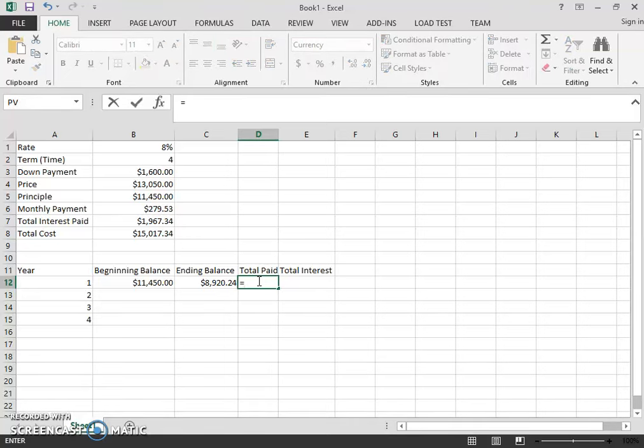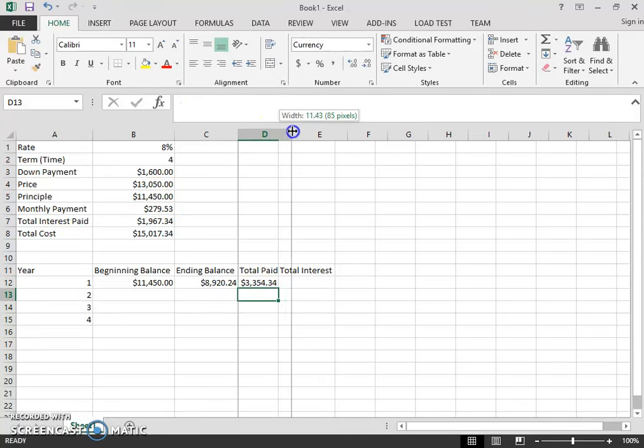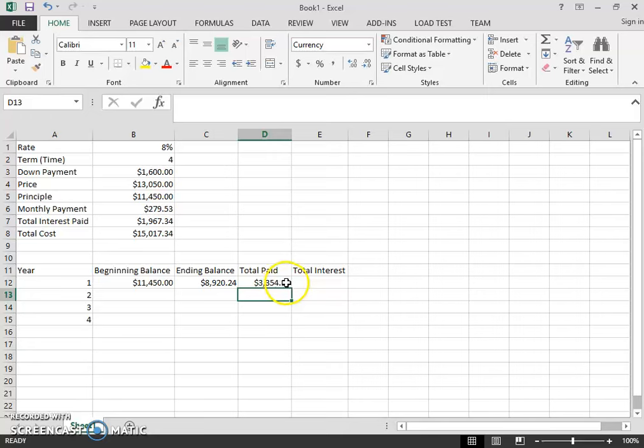Now, how much did we pay total over year 1 of the loan? So we're going to go equal to our monthly payment. How many times do we make that payment? We make that payment 12 times. So monthly payment times 12, enter. And that gives us how much total paid. And we've paid on the year $3,354.34.